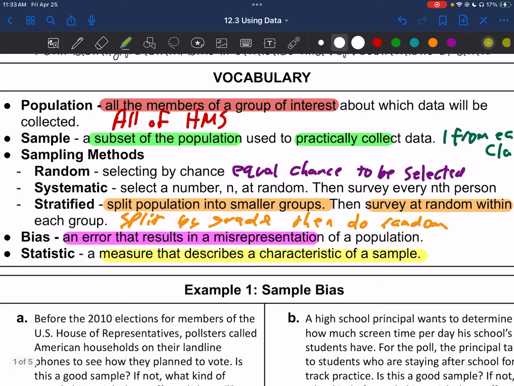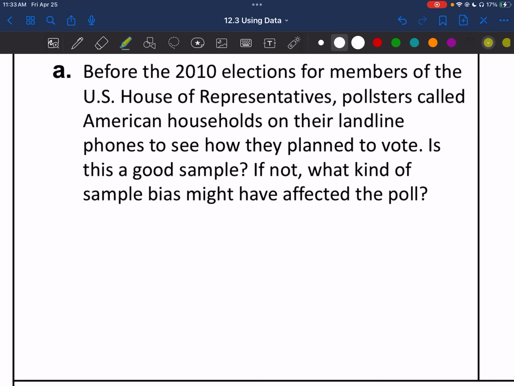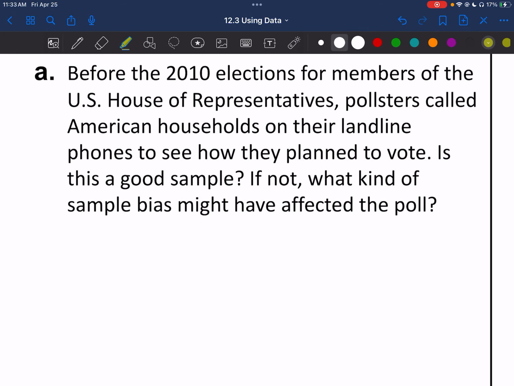So let's take a look at example 1, sample bias. Before the 2010 elections, for members of the U.S. House of Representatives, pollsters called American households on their landline phones to see how they plan to vote. Is this a good sample? And if not, what kind of sample bias might have affected this poll?